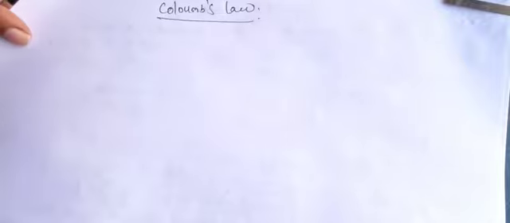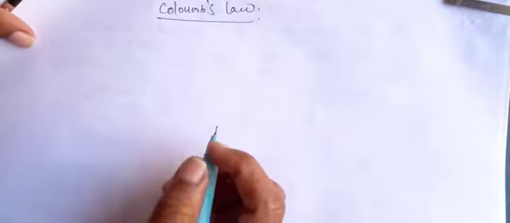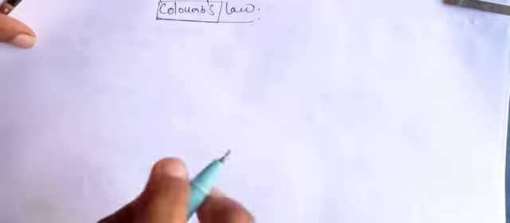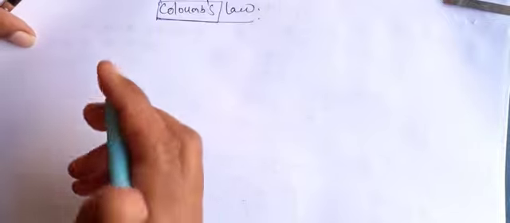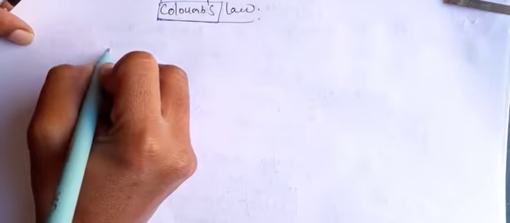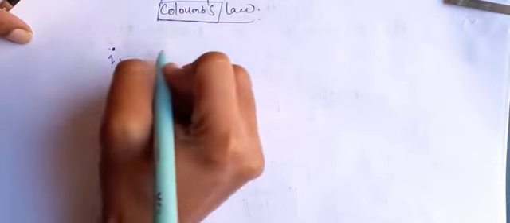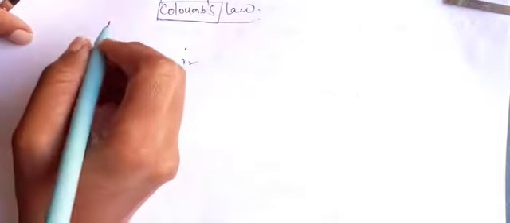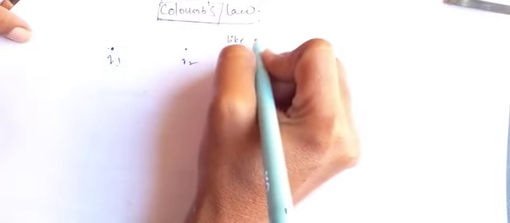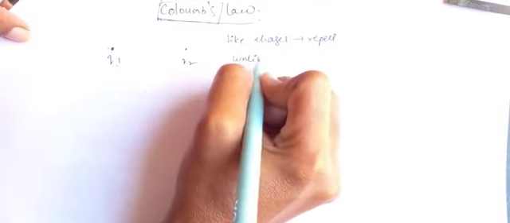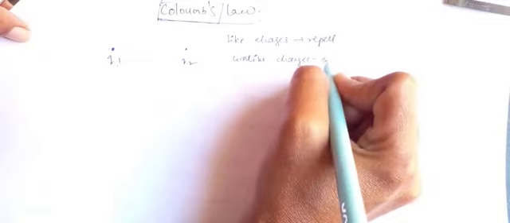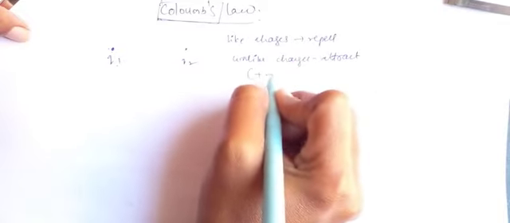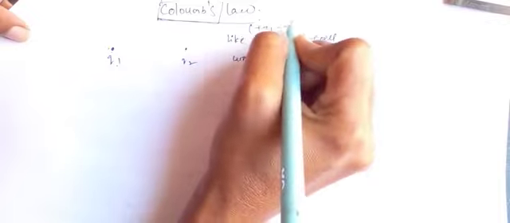Okay, so now this is the topic about Coulomb's law. This law was mainly given by the scientist Coulomb, and he focused on the forces between two charges, or any charges. First he took two particles, one particle having the charge q1 and another particle having the charge q2. Already we know that like charges, meaning same charges, repel each other, and unlike charges attract.